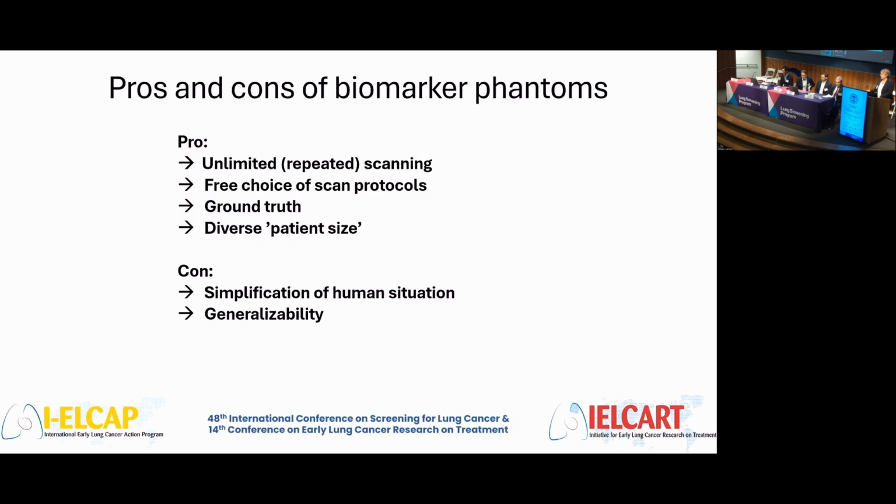So the pros are you can just keep on scanning, you can twist them around a little bit, you can use different scanners, you have an unlimited choice of scan protocols, but you also have a ground truth for your biomarkers. And that makes it a very good technique for standardization and validation of new scan protocols. And you can use some sort of diverse patient size. But we have to be aware that it's a simplification of the human situation, so they're not directly generalizable to the screenee cohort.